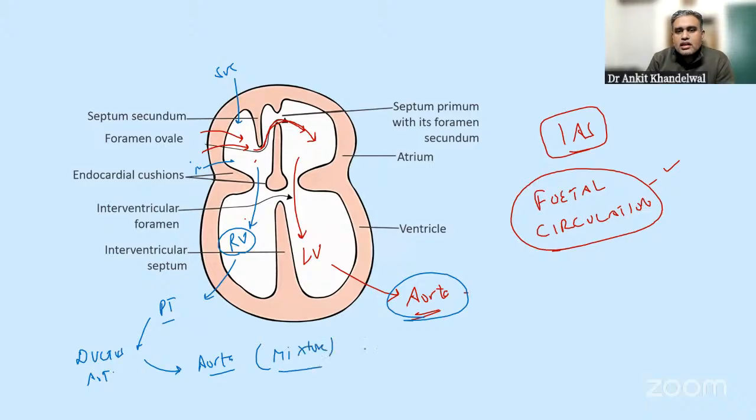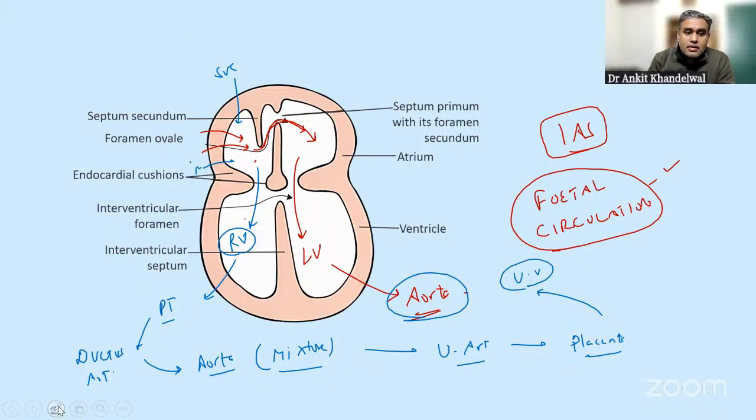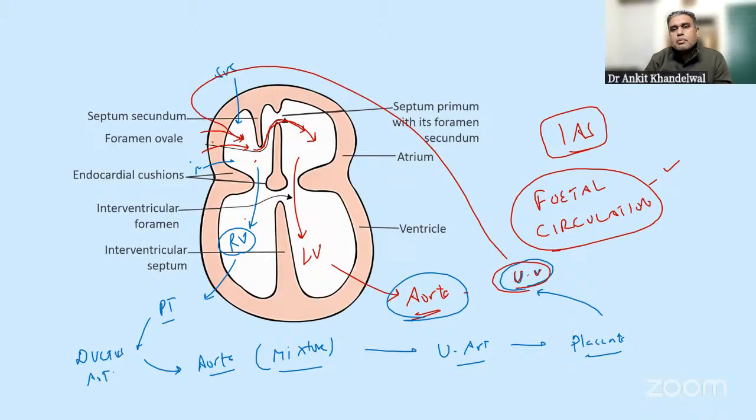Then, sir, what happens to it? Finally, via the umbilical artery, it goes to the placenta. And from the placenta, you have the umbilical vein. Now here the vein is carrying the oxygenated blood, so I would like to change my color to red over here. From the placenta, the umbilical vein is the one that carries the oxygenated blood. I told you the fetal circulation in a concise manner. This is the fetal circulation.